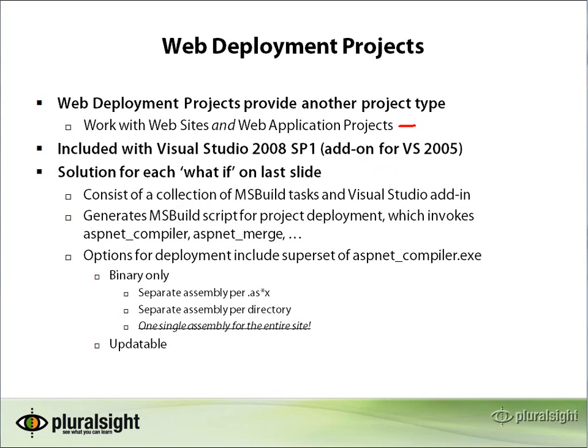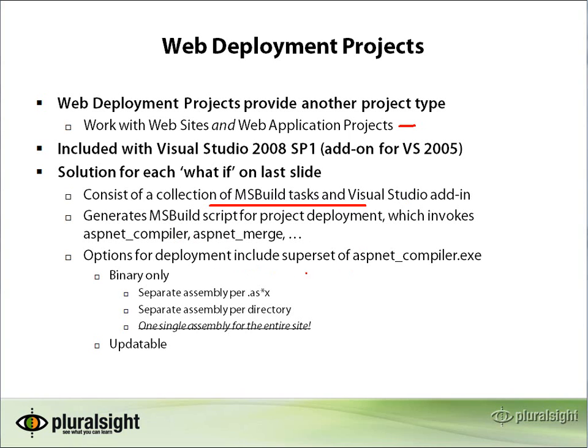So it consists of a set of build tasks and a Visual Studio add-in to make it easy to set up. It generates a script to invoke the ASP.NET compiler, and there's another utility we'll talk about in a second called ASP.NET Merge, which will actually take assemblies and turn them into a single assembly.